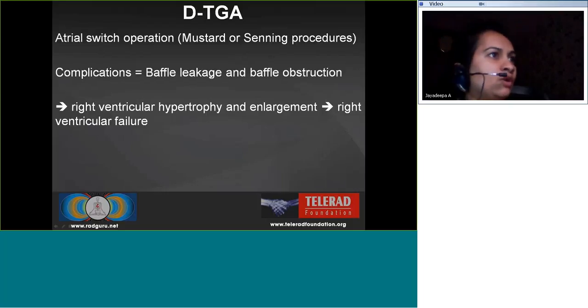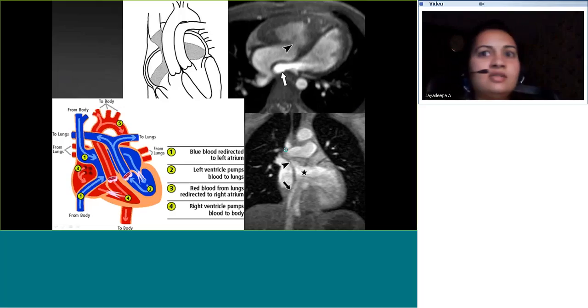Now coming to dextro-transposition of the great arteries, primarily treated with an atrial switch procedure, which goes by the name of Mustard or Senning procedures. Typically, both these procedures are complicated by baffle leakage or baffle obstruction, thereby leading on to right ventricular hypertrophy and enlargement, and over a period of time, right ventricular failure. Now, here's a pictorial representation and MR images to display the same.